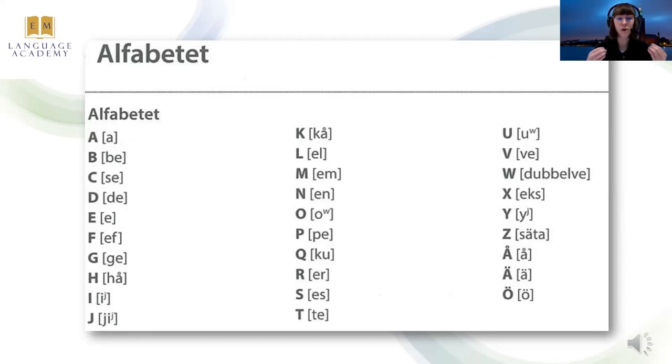O. Because the letter A is more round in Swedish, right? Not exactly A. Instead, we say O.